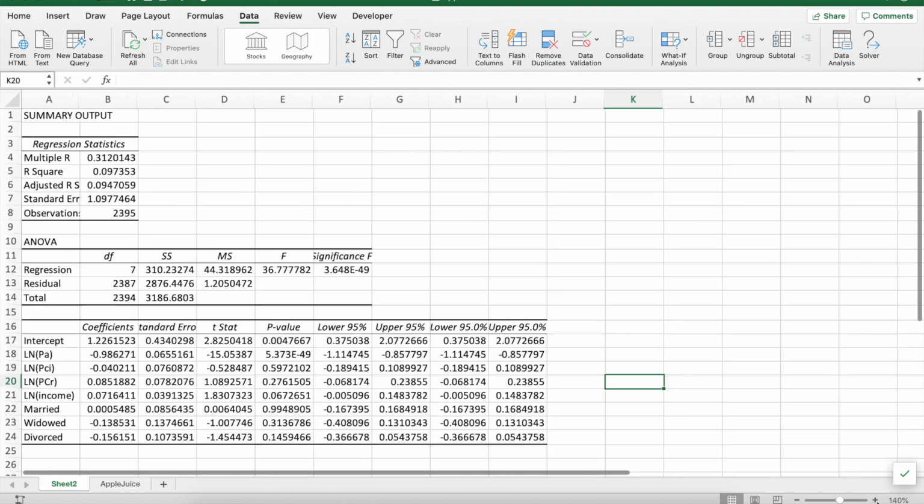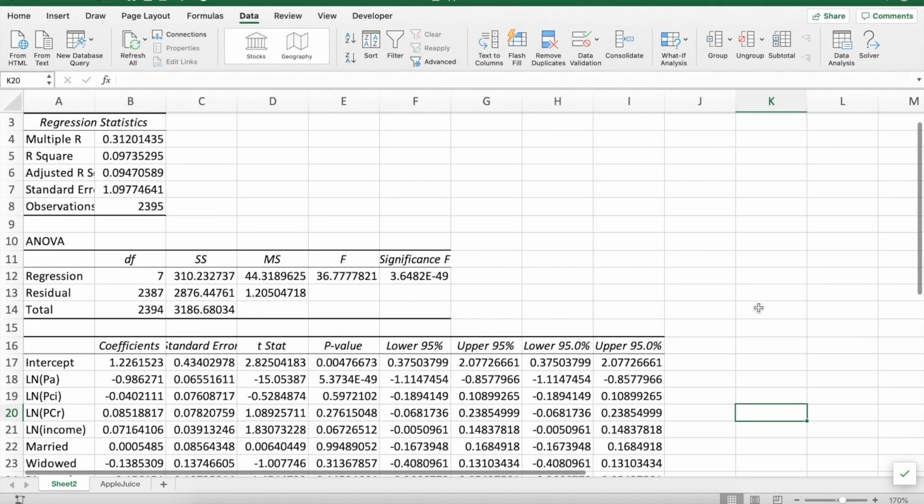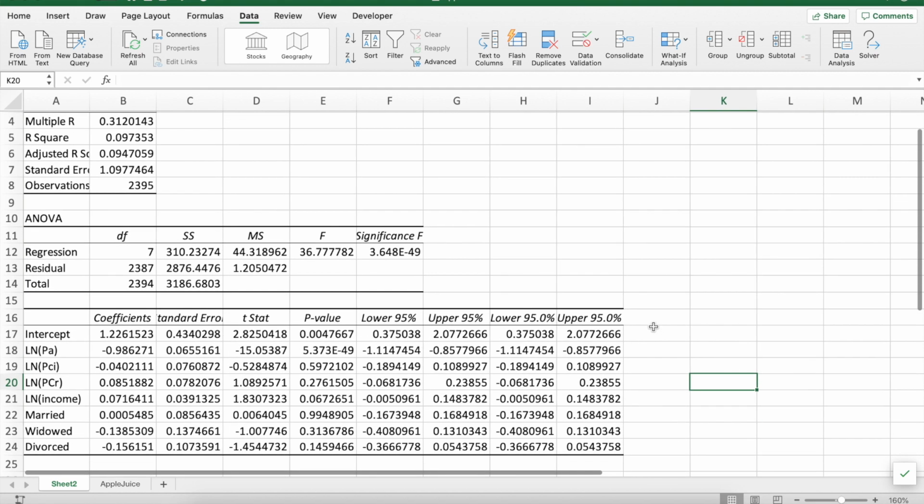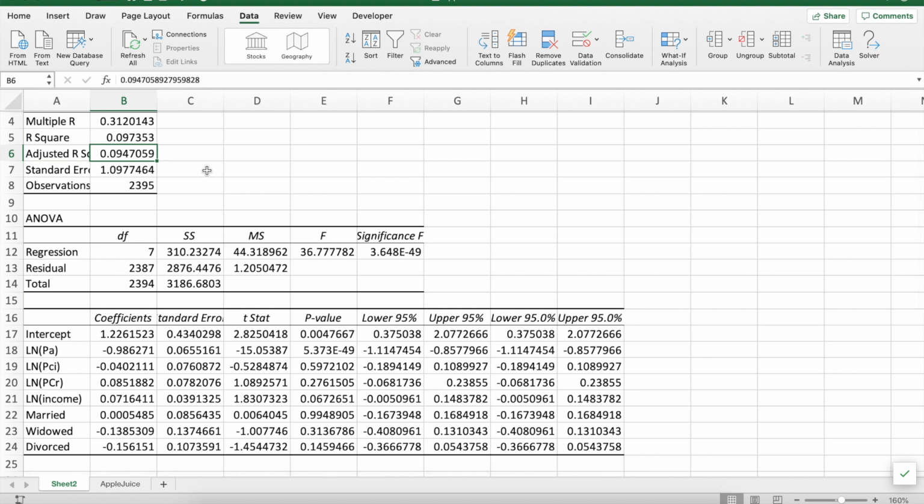Our regression. So I'll zoom into the results here. Let's zoom out a little bit. Okay. So we'll look at the same things we always look at. What is the adjusted R squared? 0.09. That's not great, right? That means that our variables here, 1, 2, 3, 4, 5, 6, 7 of these variables are explaining about, well, 9.5% of the variation in the log of the quantity demanded of apple juice.